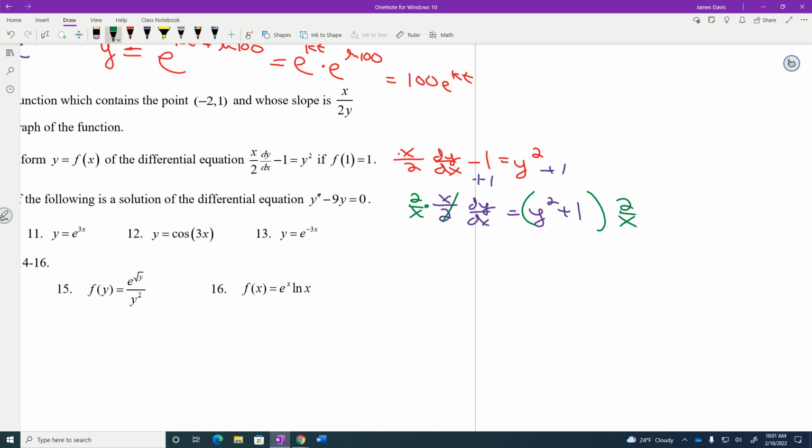And then we'll also multiply the dx over. So we can multiply by dx as well. Cancel this one. So all we have left here is dy equals y squared plus 1 times 2 over x dx. And then we'll want to divide by y squared plus 1 on both sides. So that way, this becomes 1 over y squared plus 1 dy.